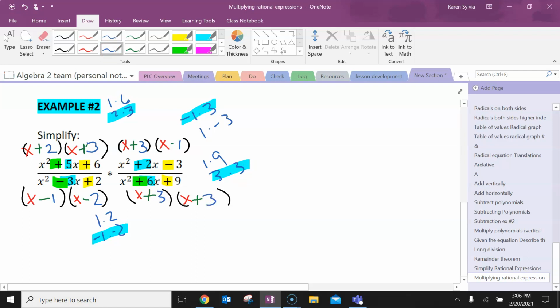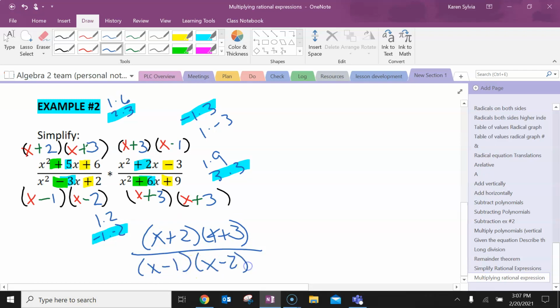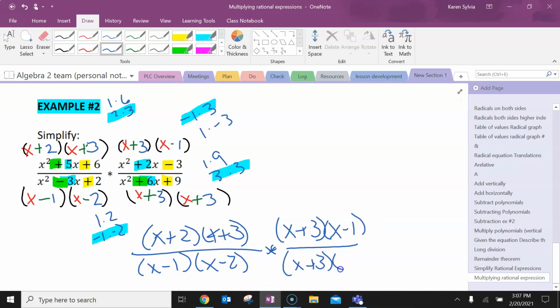So now what I've got is x plus 2 times x plus 3 over x minus 1 times x minus 2, all times x plus 3 times x minus 1 over x plus 3 times x plus 3. And it's my job now to do the cross canceling. So I have an x plus 2 up top, but I do not have any x plus 2 on the bottom, so that's going to remain.